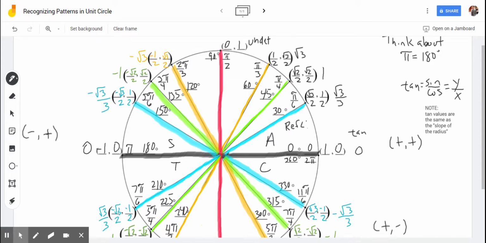And then what we can also do is establish how to find the reference angles in each quadrant. In quadrant 1, these are going to be your reference angles. So whatever it is in quadrant 1 is just straight up what it's going to be in the calculator.